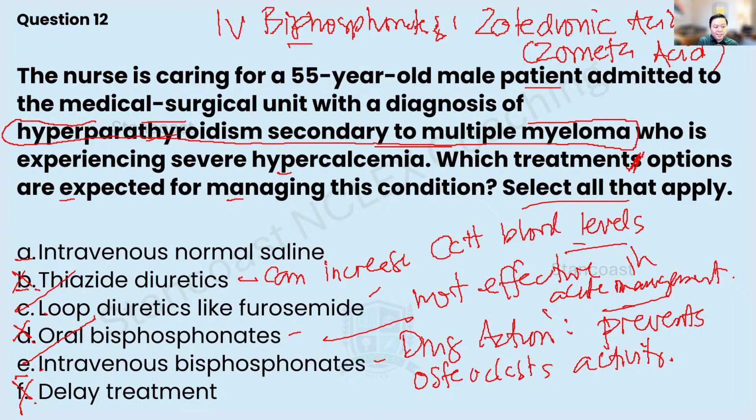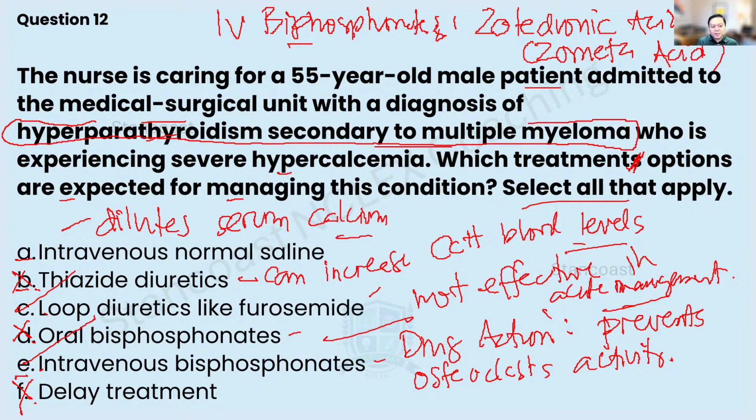If you answered letter A, IV normal saline, if you are going to treat this patient with severe hypercalcemia, we definitely need to allow hydration to this patient. We need to expand their circulating blood volume. This will allow the, what do you call this? Dilution of the serum calcium. Okay, dilutes serum calcium.